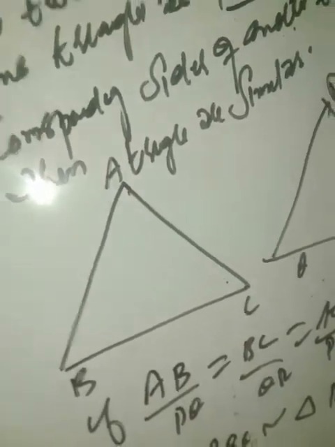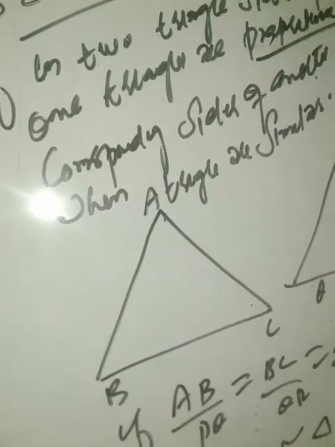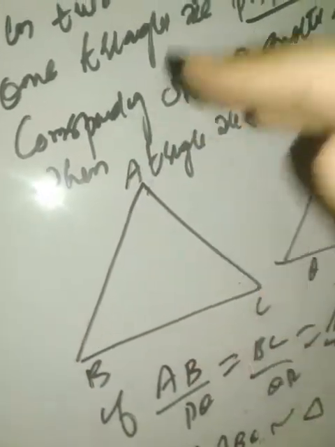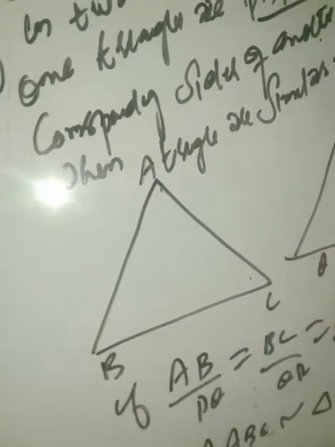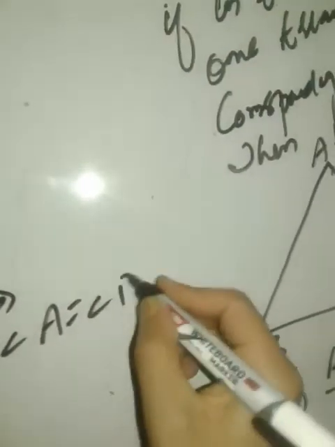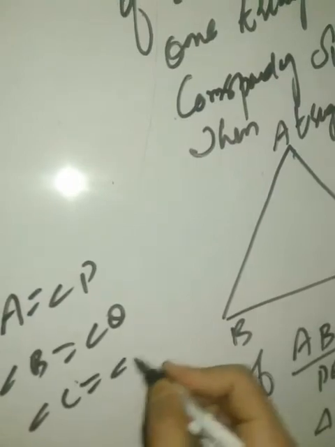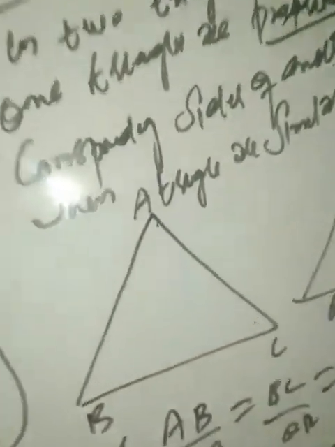What happens to the corresponding angles? In case of AAA similarity, angles were equal and corresponding sides proportional. Now here, what we have been given is that corresponding sides are proportional, so their corresponding angles are equal. It implies that angle A equals angle P, angle B equals angle Q, angle C equals angle R. So I hope you get the difference between similarity and congruence.